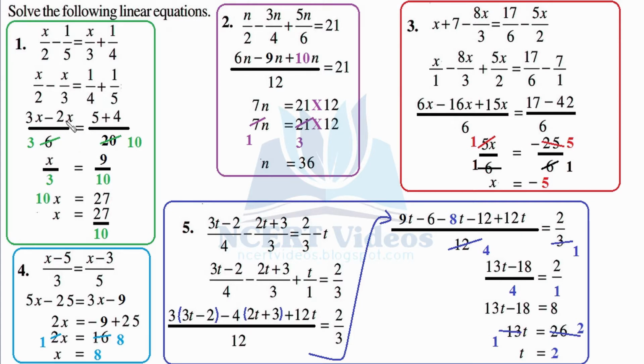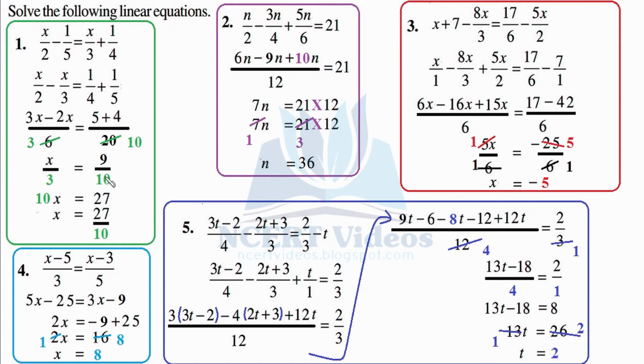Now let's simplify it. 3x minus 2x is simple. X, that is 1x. 1 can be eliminated. So we wrote x, and in the previous step we solved the denominator as 3. So x over 3 on the left hand side equals, as it is, 5 plus 4 is 9, and in the previous step we reduced it to 10, so 9 over 10.